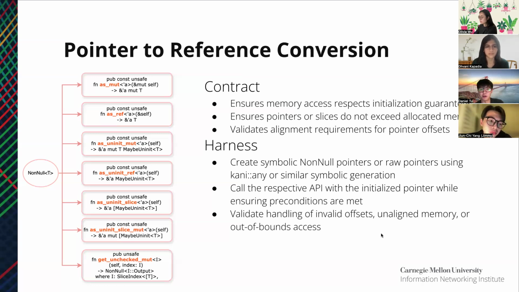And for this API, the harness process will still be, first, the pointer initialization. We will create symbolic non-null pointers or raw pointers using Kani any. And the second is pretty similar, the API invocation. We'll call the target APIs with the initialized pointers, ensuring the preconditions are satisfied. And after the contract is triggered, the difference here is that we will also focus on some edge cases for invalid offsets, unaligned memory, and out of boundary checks during the process.